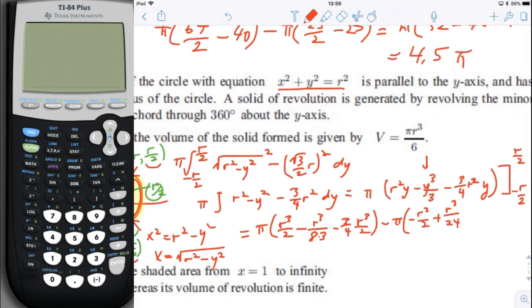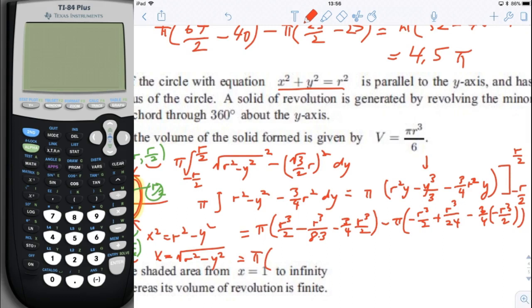And then the last one I would have minus 3/4 and then negative r over 2 for y, times r squared. So it would be negative r cubed divided by 2. So 3/4 times negative r cubed over 2. And I think we're almost done. Okay. So now I'm going to put pi on the outside.